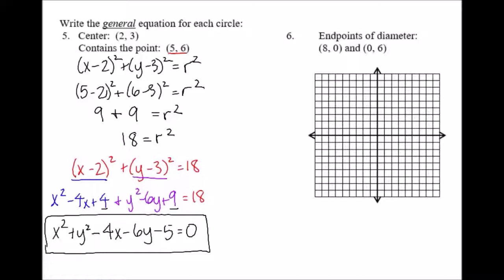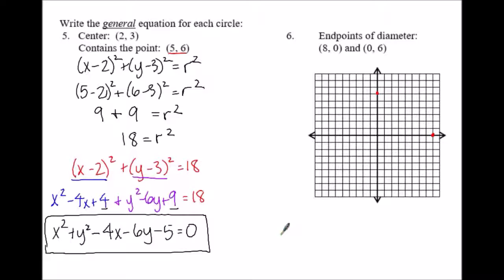Our last problem for today, all we know about this circle is that the endpoints of the diameter are (8, 0) and (0, 6). So I'm going to go ahead and plot those on this graph, (8, 0) and (0, 6). And those are the endpoints of the diameter. What we need to do is find the center and the radius. Well, the center is the midpoint between these 2 points on the diameter.